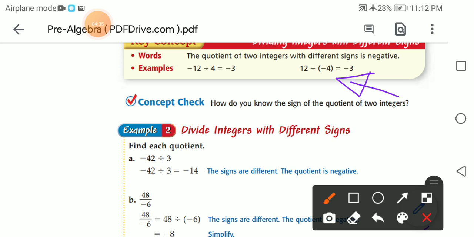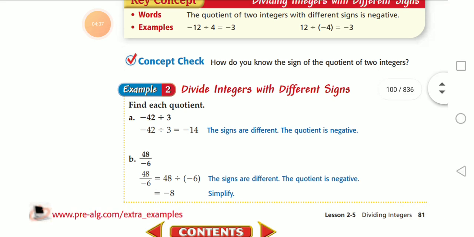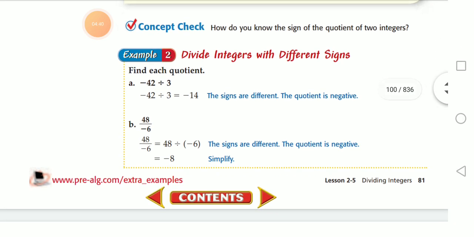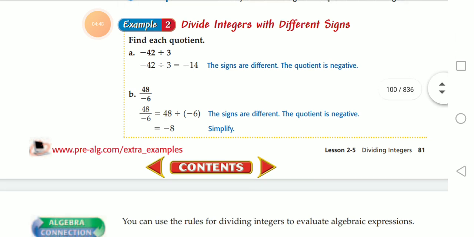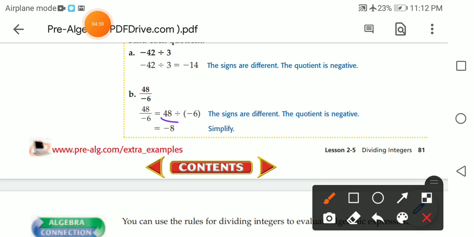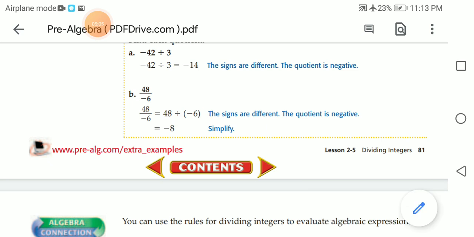My dear students, divide integers with different signs. Example 2: negative 42 divided by 3 gives you what? It gives you a negative sign. The signs are different, so the quotient is negative. Here 48 over negative 6, this fraction means divided, so I have 48 divided by negative 6. The signs are different, so the quotient is negative. Easy one.